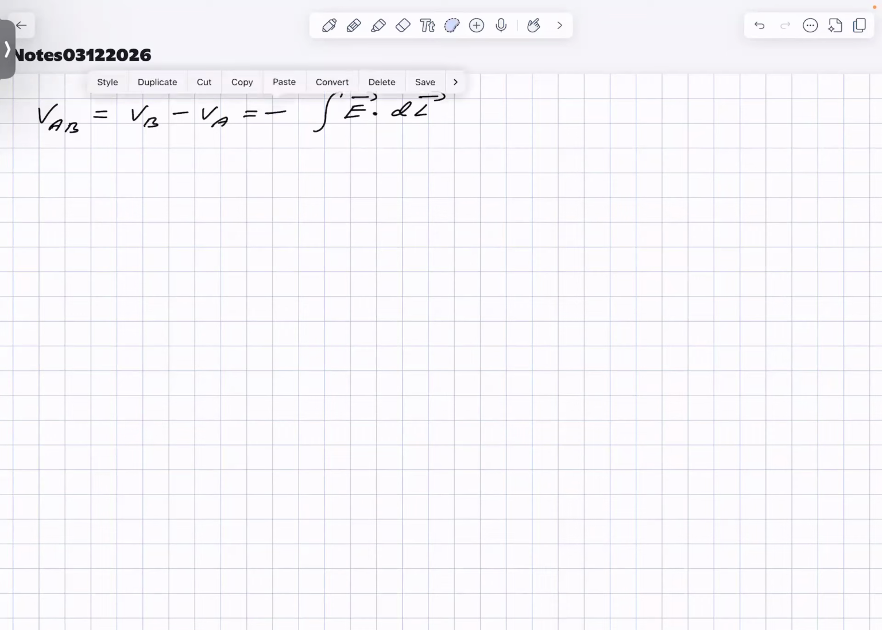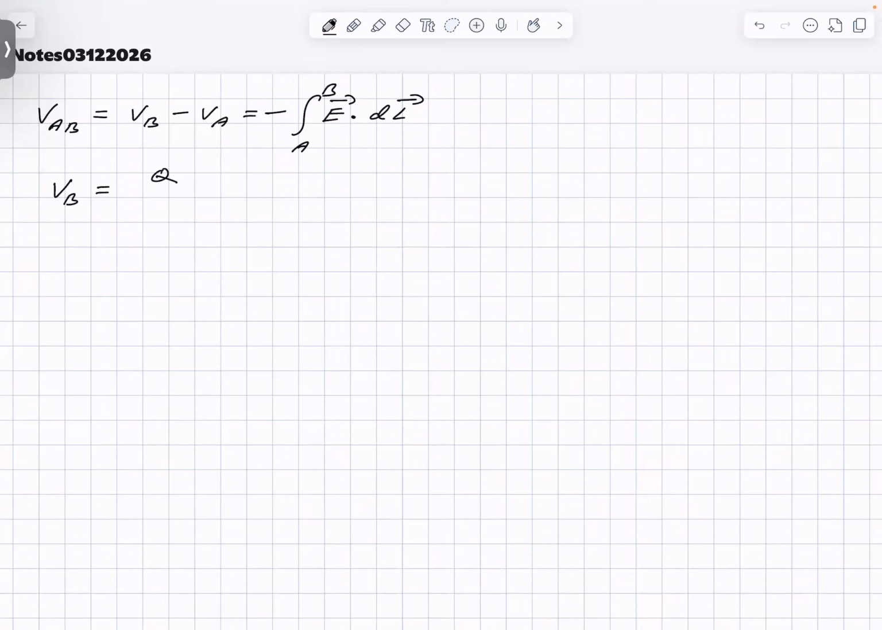If we were to put Q here, then what this integral would give us is the work done by an external agent in moving the charge Q from point A to point B. And now if we talk about work done per unit charge by bringing that Q to the left-hand side, then what we get is the potential difference between point A and point B. We also saw in the last class that potential at a point due to a point charge equals Q divided by 4 pi epsilon naught R.